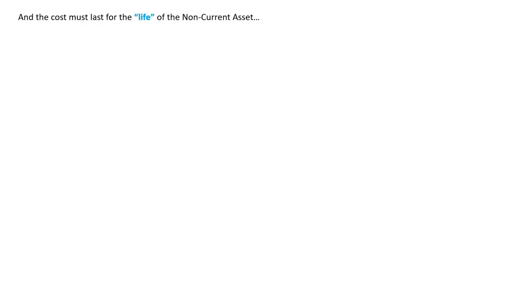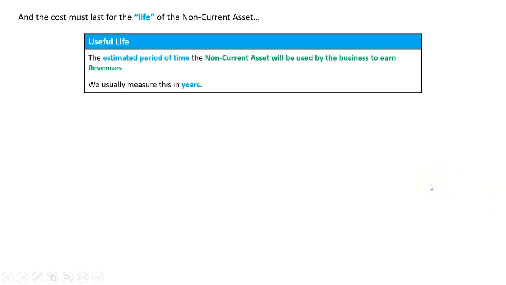And when we do depreciation in a couple of videos' time, we'll say, well, what is the life of a non-current asset? What does that mean? We're going to use this term here, useful life. It is the estimated period of time the non-current asset will be used by the business to earn revenues. We usually measure this in years. That's just a fancy way of saying this is how long we think we're going to use the non-current asset for. That's its life. But basically, it's an estimate.